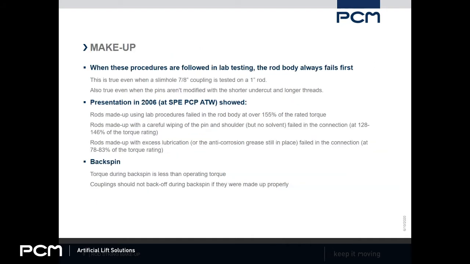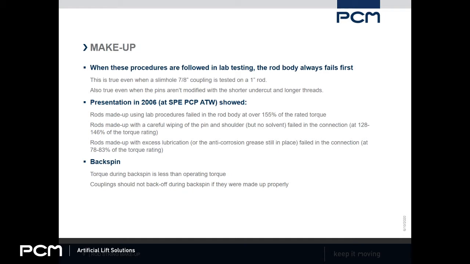When we follow these procedures doing laboratory testing, the rod body always fails first. That's even true when a slim hole 7/8 coupling is tested on a 1-inch rod, and it's still true with standard API rods. These drive rods that have the extra threads give you some extra safety factor for when people put too much lubrication on or don't make them up properly. But even with a standard API rod, a high strength slim hole 7/8 coupling is still stronger than a 1-inch rod body. So again, when you follow the procedures.